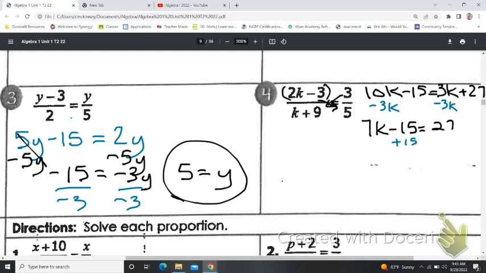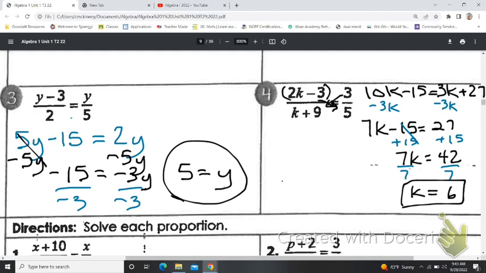We'll add 15. Again, the things I'm writing right now, I didn't use my color as normal on the last one, but the things I'm writing right now, if you just showed me what I'm writing in black, I would still consider that you are showing me your work. What I'm writing in blue could just be thinking steps, that we move a variable by subtracting the 3k. We add 15 to move the constant to the other side, and then we divide by 7 to get our final answer. So k is equal to 6.